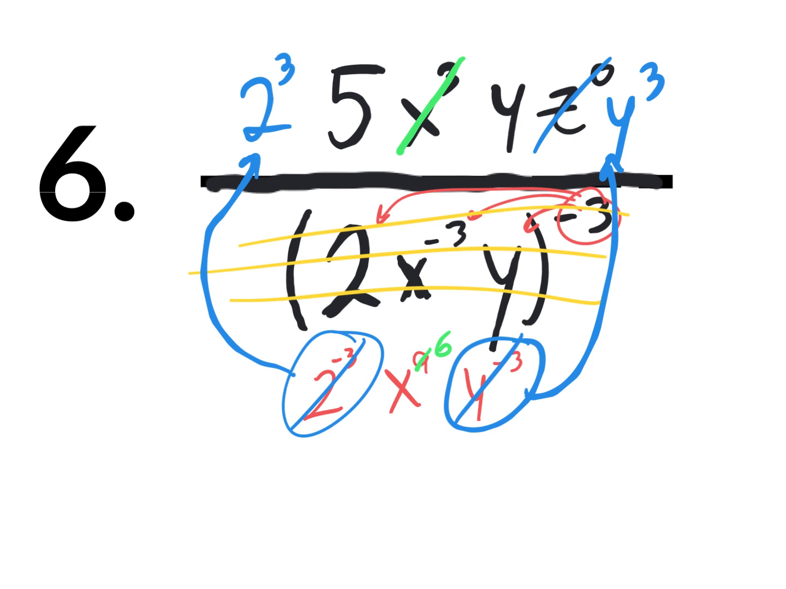Maybe it'll help you if I actually read to you what we have here. We have 2 to the 3rd times 5 times y to the 3rd. What can we do? Yeah, we could combine the y's. Y to the 1 times y to the 3rd, what do I get? Y to the 4th. So we could rewrite that as y to the 4th and just scratch them out.